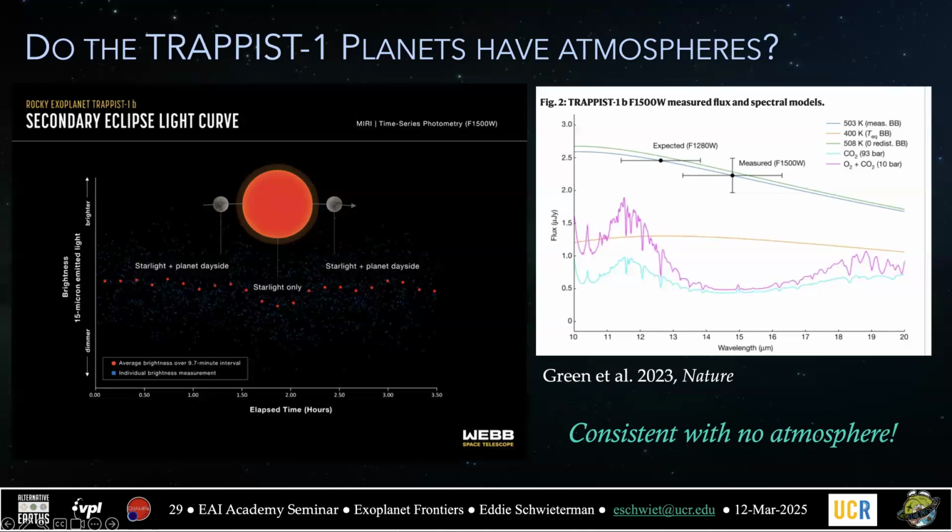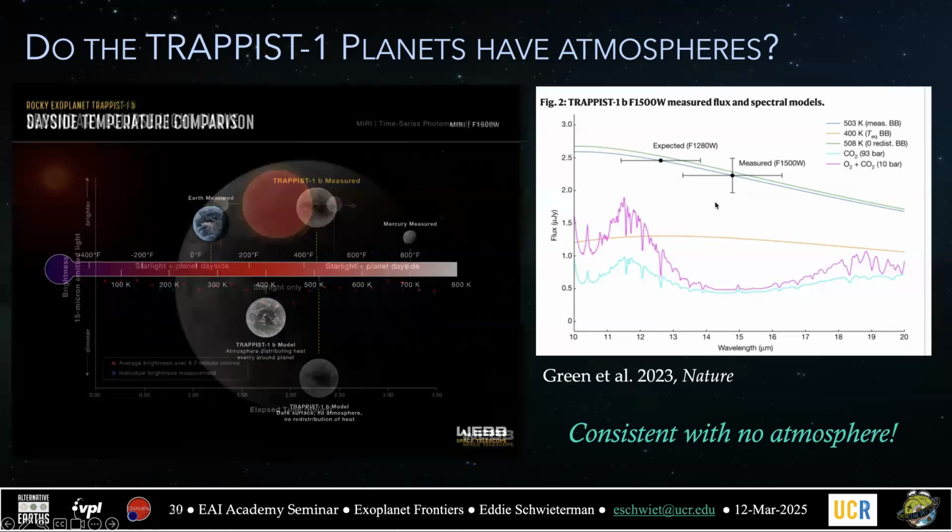And this is looking at the star plus planet light, and then the light from the star when the planet goes behind the star, to infer and extrapolate the light from the planet in the mid-infrared. What this is showing here are the two data points collected by this 2023 study, and how much flux we'd expect if the planet had a CO2-rich atmosphere. And in fact, the measurements are consistent with no atmosphere at all.